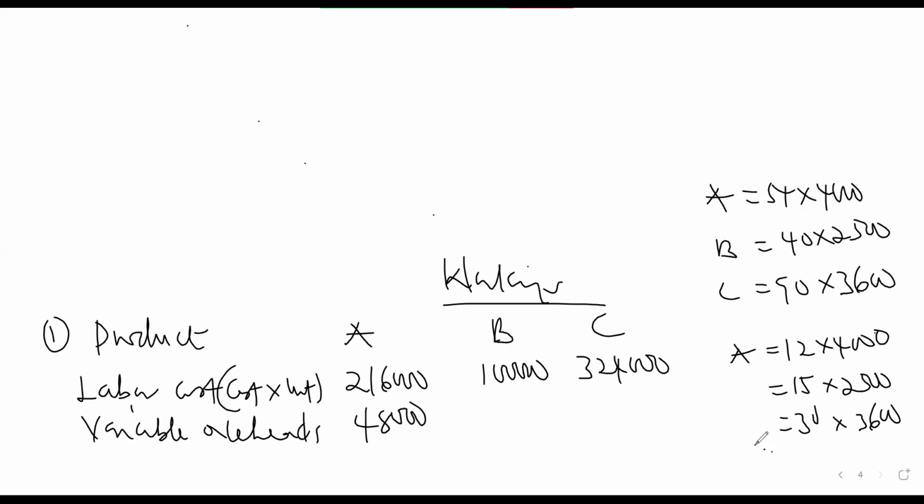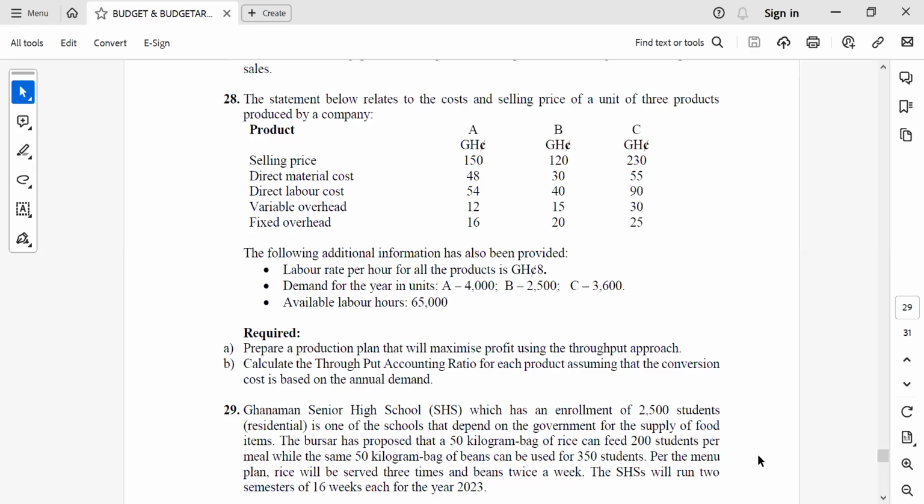Okay. For B, 37,500. Okay. C, 108,000. Okay. What will be the last cost that will come here? It's fixed cost.